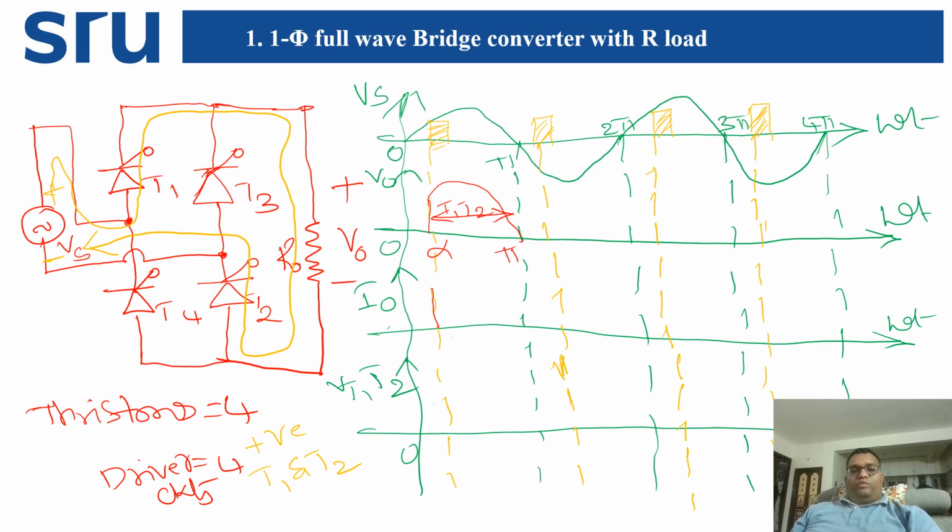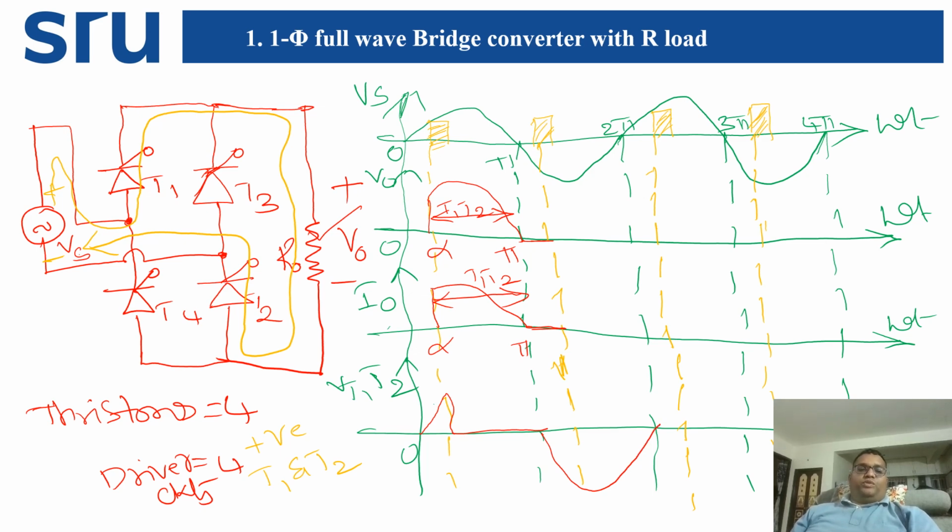Now if you observe, this is also alpha and this is also pi. So from here to here again the conduction duration will be T1 and T2. In this place T1, T2 are not conducting, and from here to here T1, T2 are conducting. Now this is the resistive load condition. There is no energy storage here, so there is no output voltage and no output current, and T1, T2 are not going to conduct anymore. That is why the waveform will be like this.